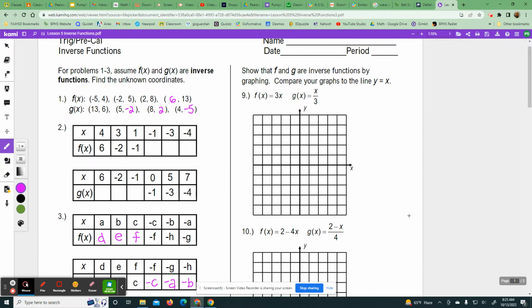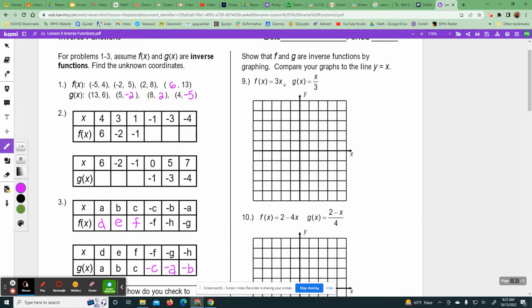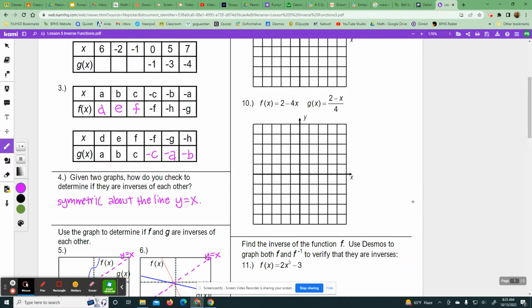All right, it says show that f and g are inverse functions by graphing. Compare your graphs to the line y equals x. Okay, I'm going to let you guys do number 9. I'm going to do number 10.